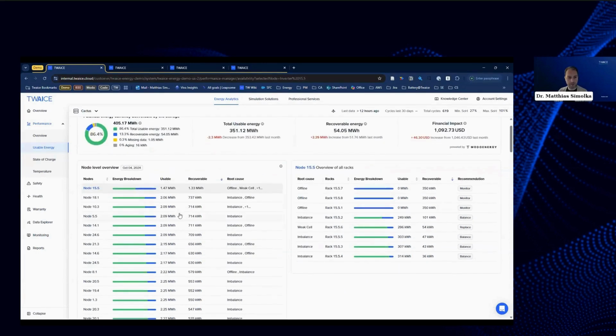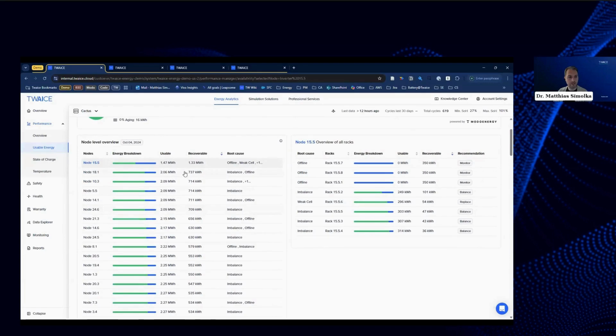Then it gets interesting on the bottom part here. What you see here is the node level overview, as we call it. A node in our terminology is the grouping of a group of strings or racks. It could be an inverter, for example, as well. And you have the entire list of all the nodes. They are sorted by the recoverable energy, which you can regain. You could also sort by naming, but if you start with the recoverable energy, it gets clear where your actions are really needed.